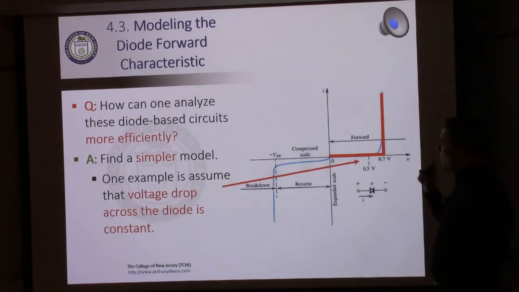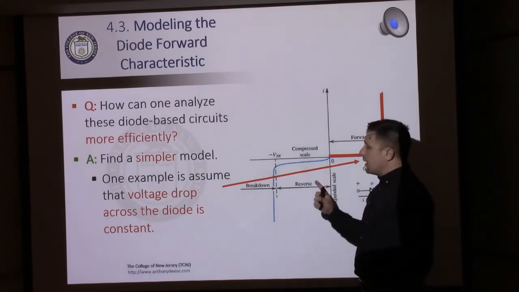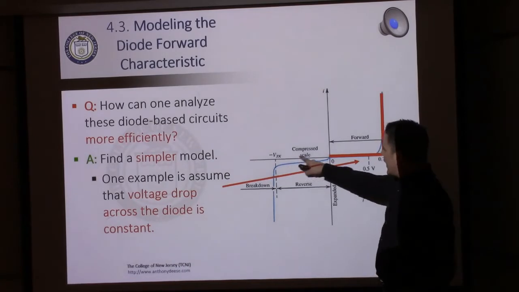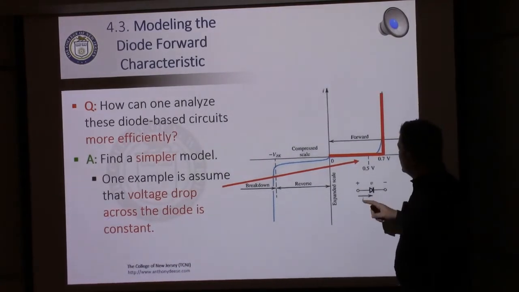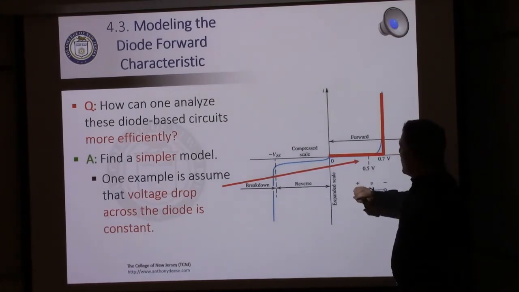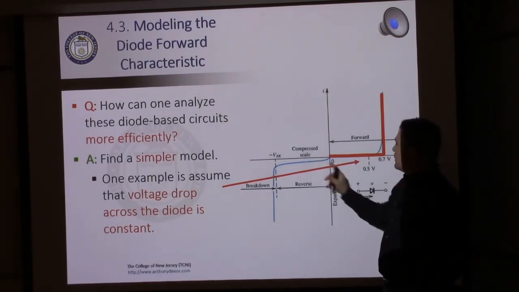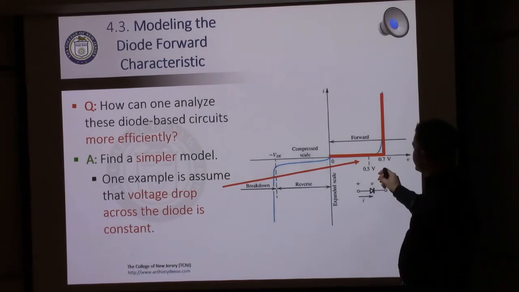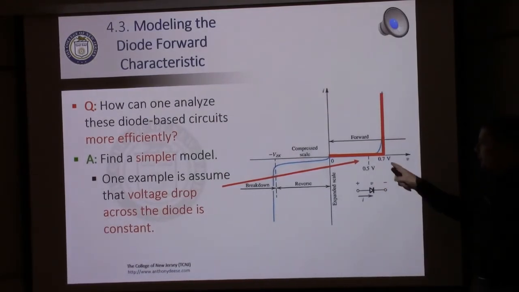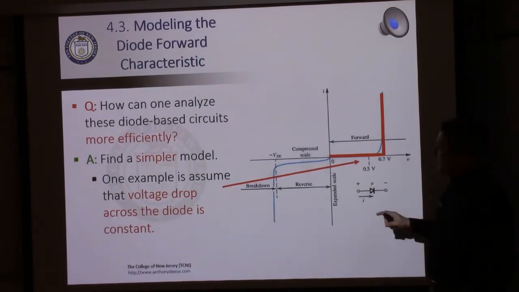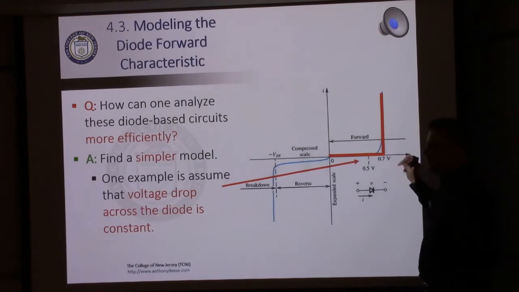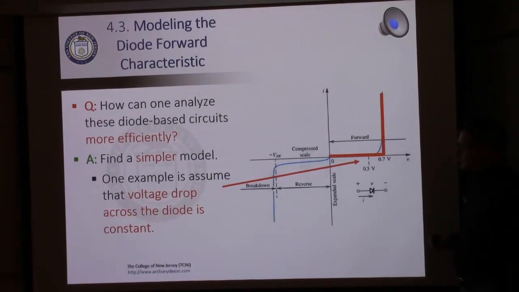So one simpler model is called the constant voltage drop model. What we're going to do is take the exponential model, which is reflected by the blue line, and simply break it into a piecewise function, where it blocks for anything below this value here, and then it conducts at this specified value, which in this graph is 0.7 volts.